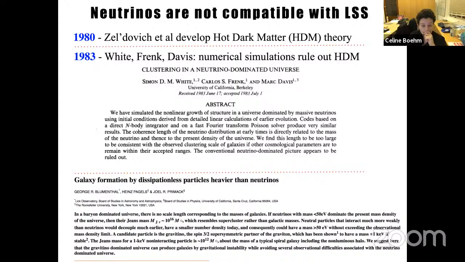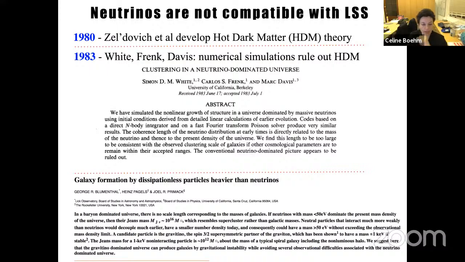But the final straw was actually given in the 80s, when people started to simulate what the universe would look like with neutrinos. This is called hot dark matter because they don't have much mass, what dominates is their velocity. They're mostly relativistic, so that's why it's called hot. But if you do the simulation, you can see that they don't reproduce the data. So this paper is from the 80s, and basically 1983 was a clear no to neutrinos. It can't be the dark matter.